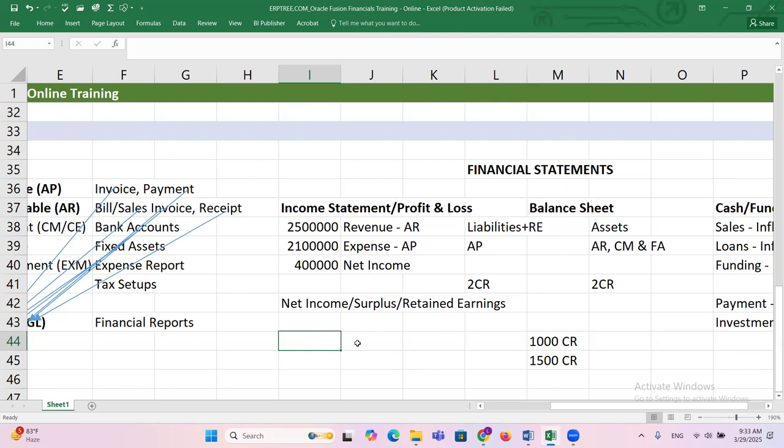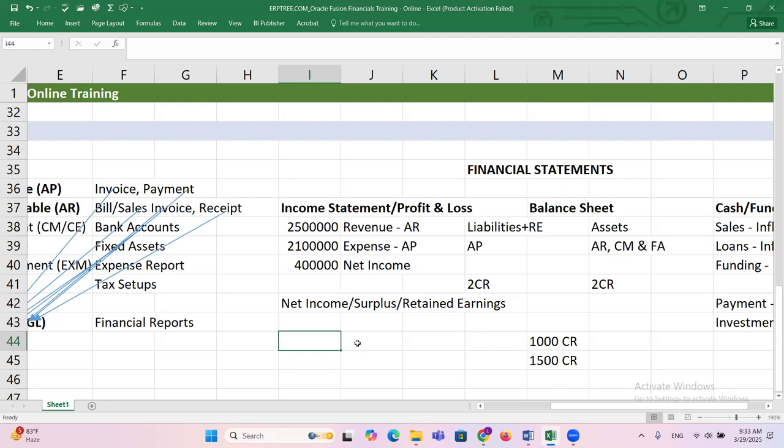My second question is, you said net income, we can also say surplus, retained earning. So can we also say that it is our profit or loss? You have to open and see inside how it is, positive or negative.